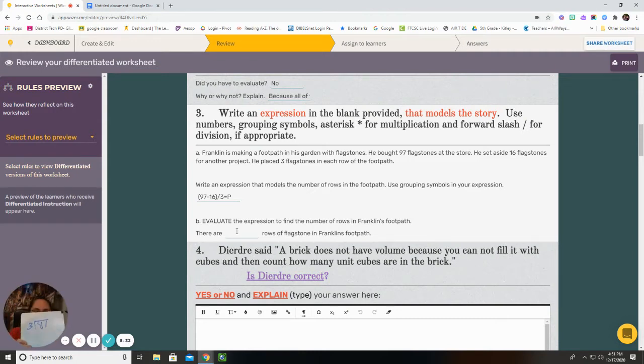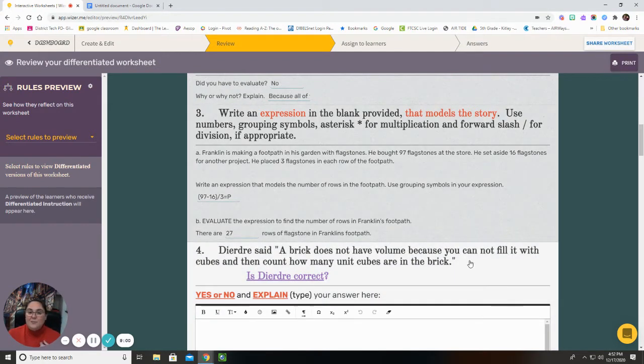3 goes into 8 2 times. 2 times 3 is 6. 2 left over. Bring down that 1. 3 goes into 21 7 times. 7 times 3 is 21 with 0 left over. So my answer would be 27 rows. That's how I did my math. 27 rows. And it already has a label, so I don't have to put it.